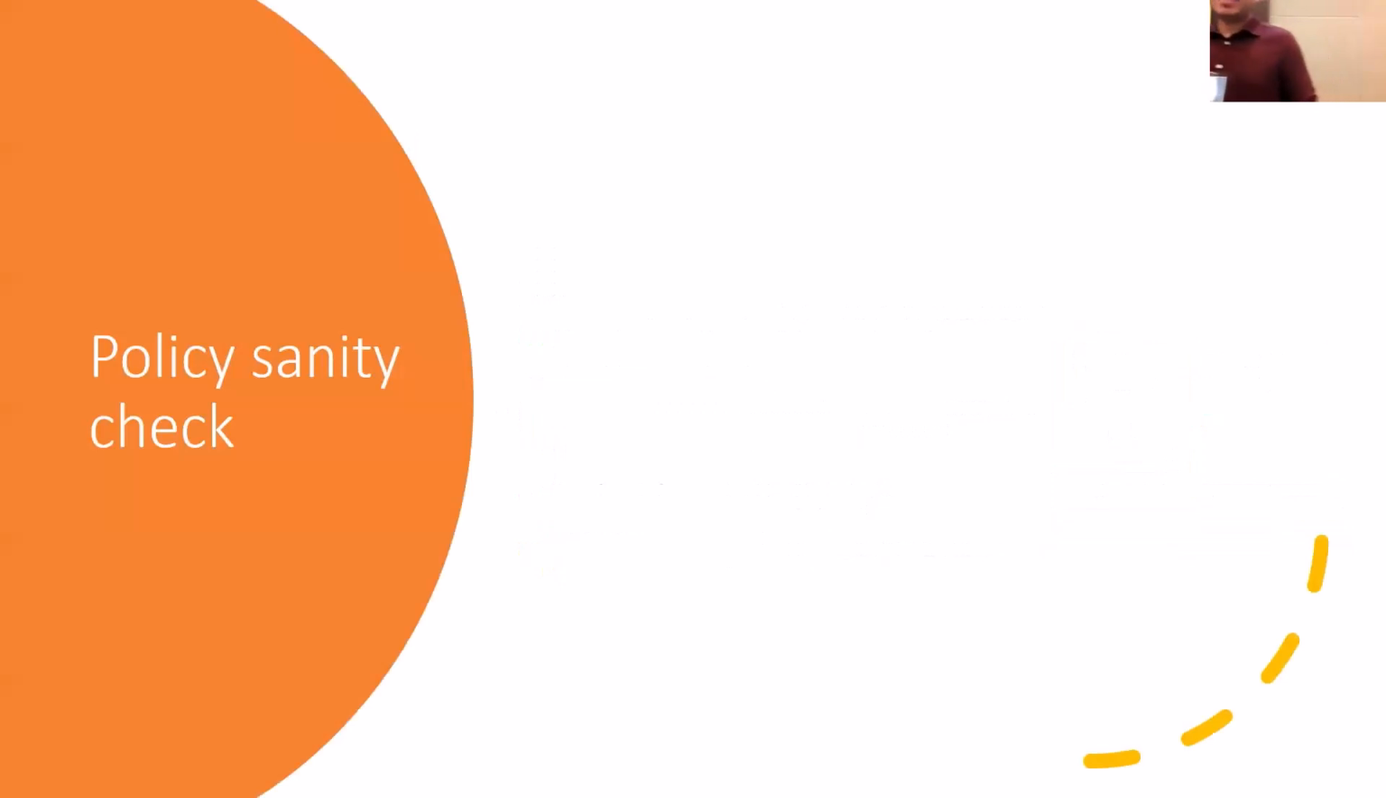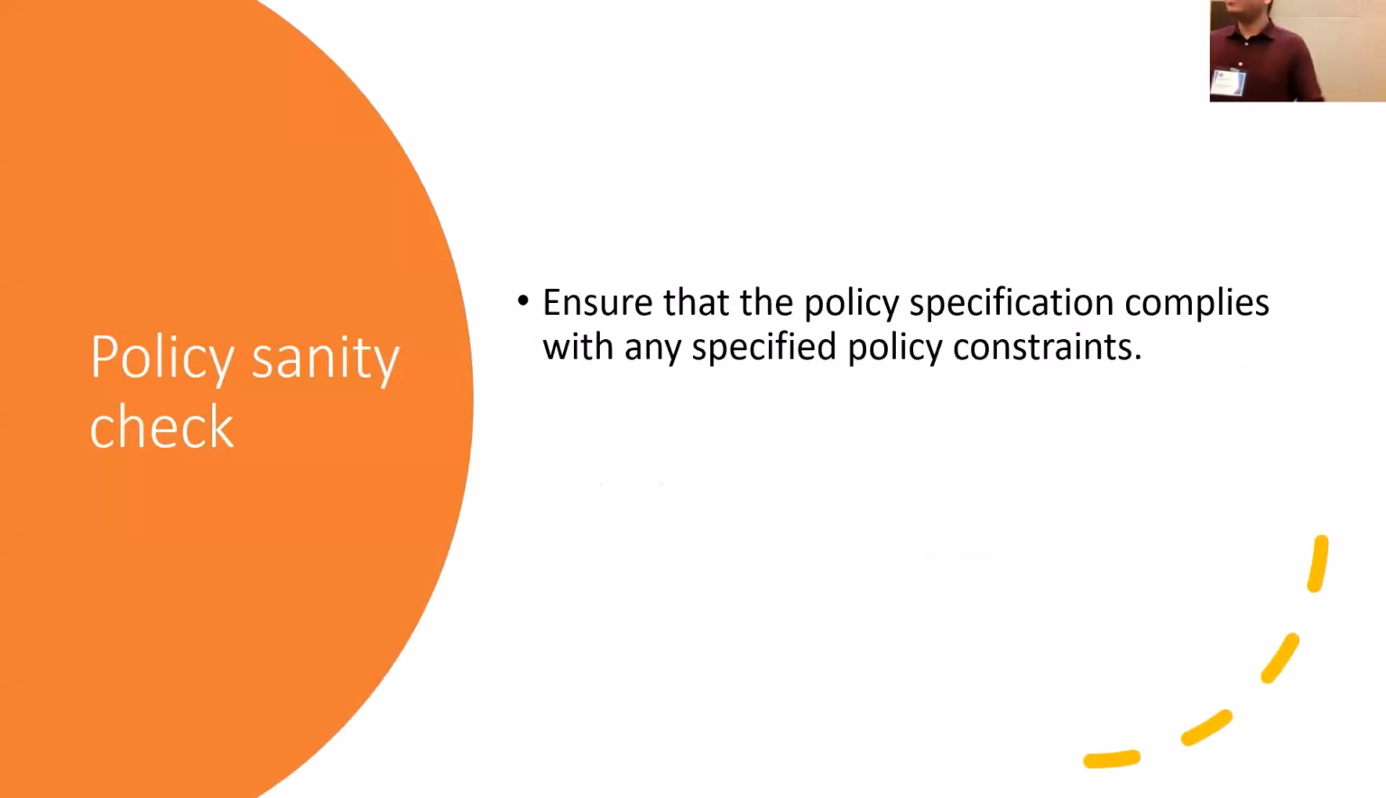What comes next is the policy sanity check. The generator will receive the specification and perform a sanity check to ensure that the specification complies with any specified constraints. What are examples of those constraints that we support?